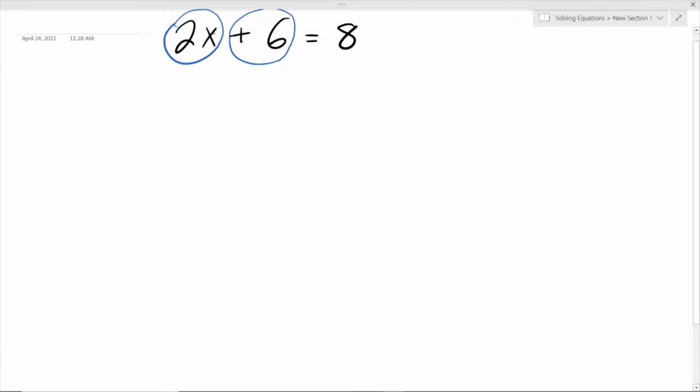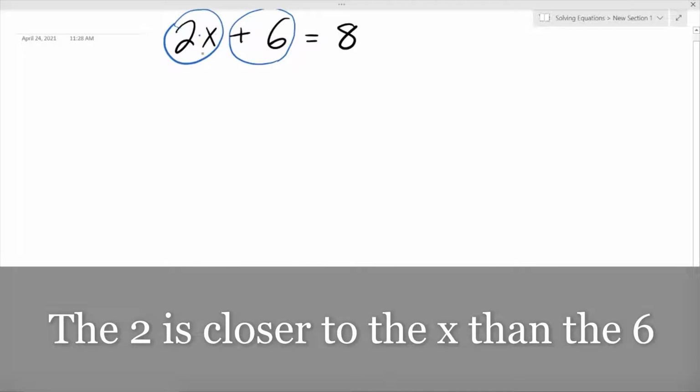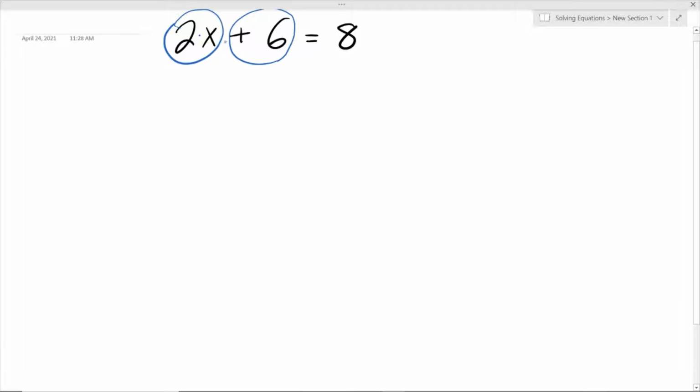We're trying to isolate for the x, and when we isolate for x, we have to get rid of everything that's beside the x. Here, the 2x is more close together in comparison to, let's say, a 2x and a 6. The 6 seems farther apart from the x.